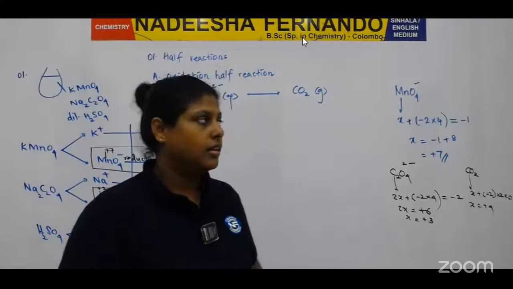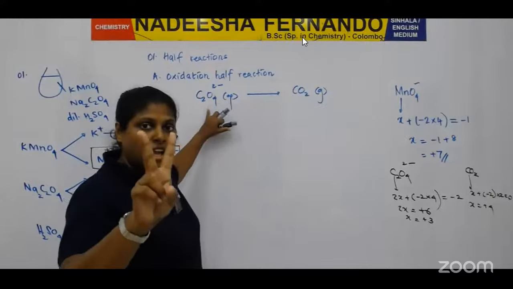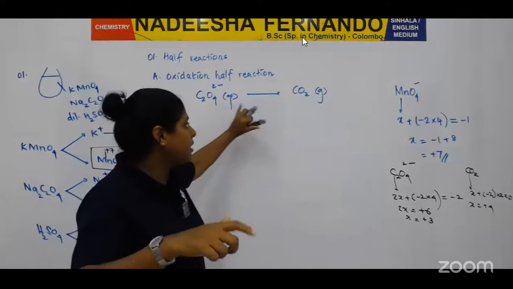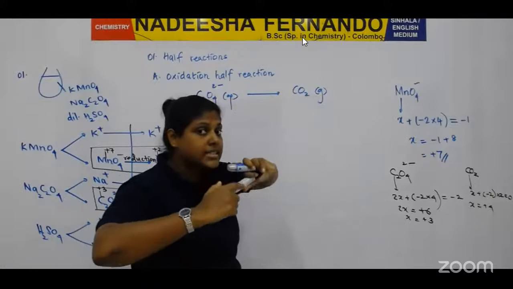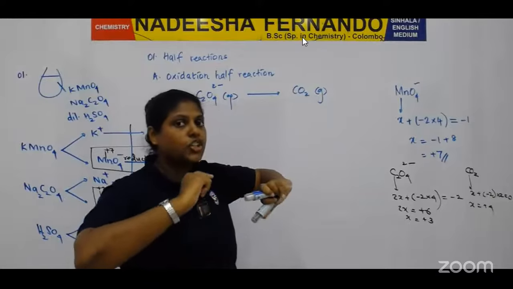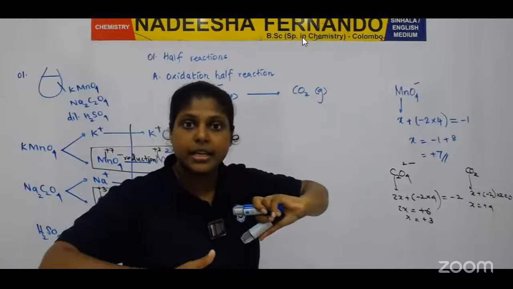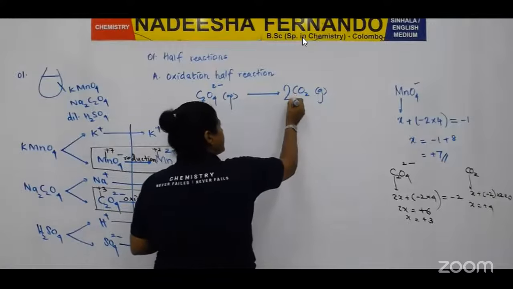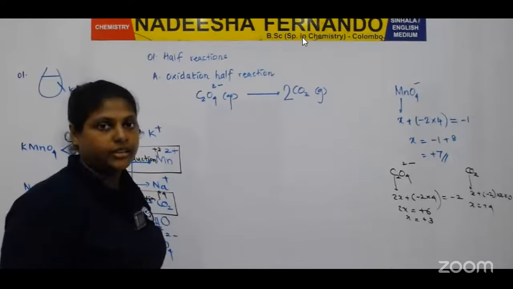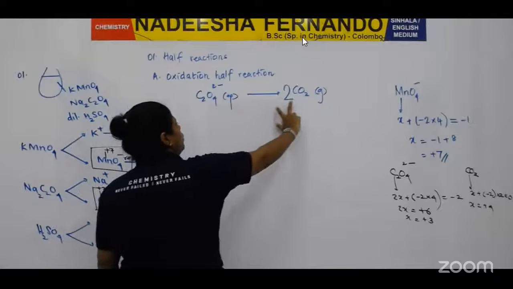In oxalate, we have 2 carbon. In carbon dioxide, we have 1 carbon. To balance the carbon, we need to multiply carbon dioxide by 2. Got it? So 2 carbon, 2 carbon.